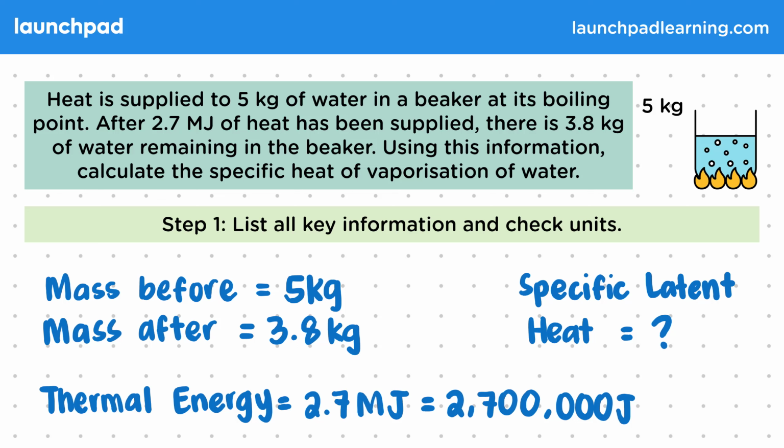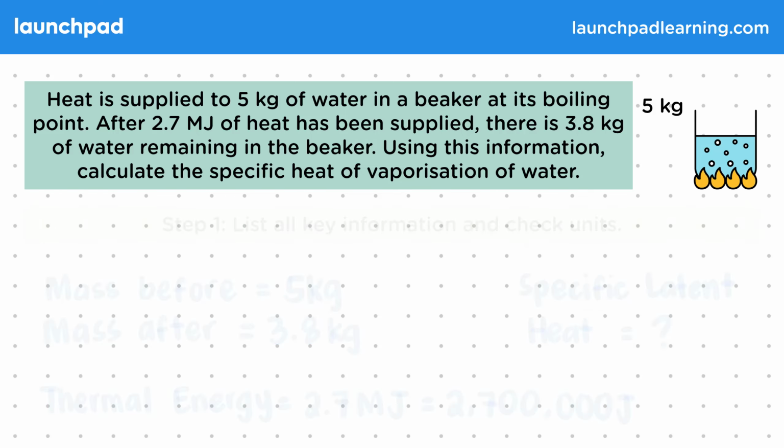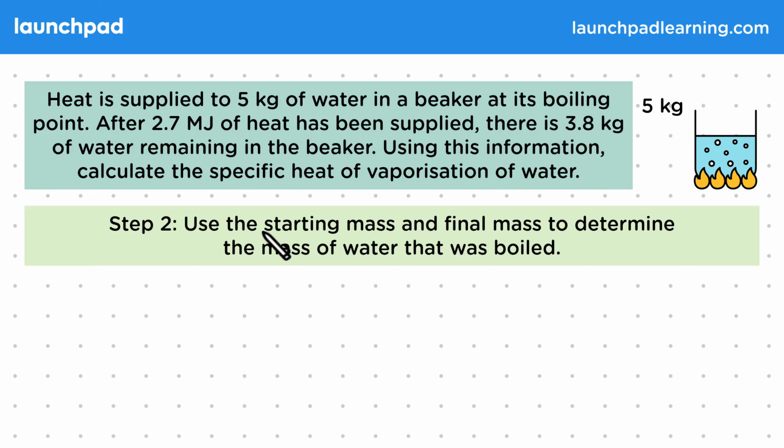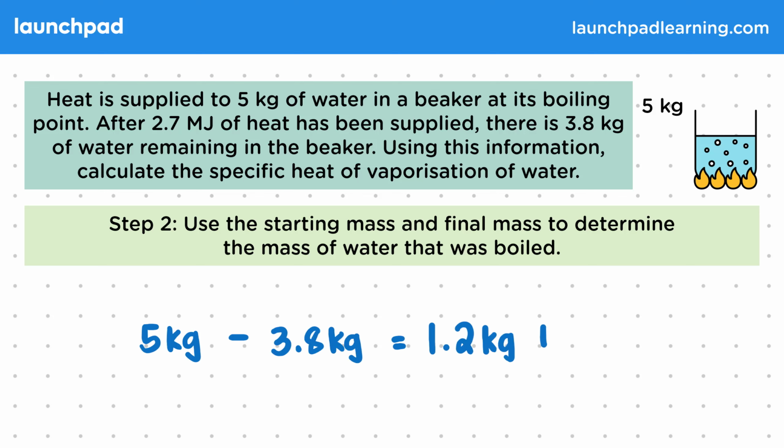So it's quite common in a question for you to have to figure out the change in a variable yourself. So in the next step, we want to use the starting mass and the final mass to determine the mass of water that was boiled. So we have 5 kilograms minus 3.8 kilograms, which gives us 1.2 kilograms. Now we need the change in mass rather than the given masses, as the change in mass gives us the amount of water that was actually boiled.